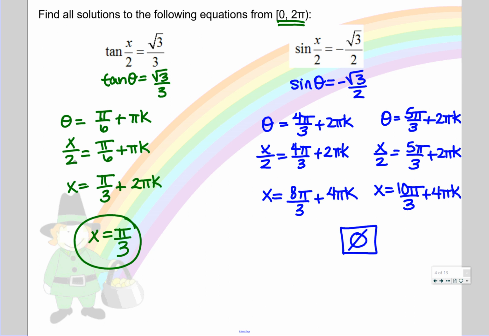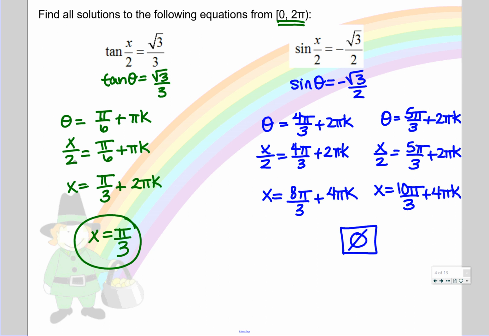So when you solve for where sine is negative rad 3 over 2, you get 4 pi over 3 and 5 pi over 3. When I double those, I get 8 pi over 3 and 10 pi over 3, which in themselves are larger than 2 pi. So if I added 4 pi to that, it would be obviously too big.